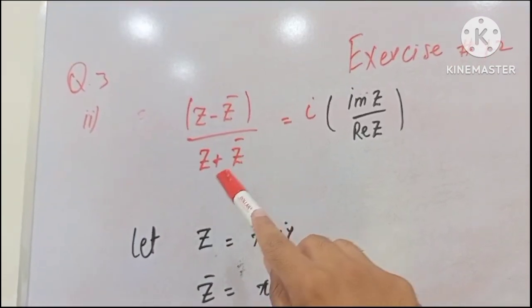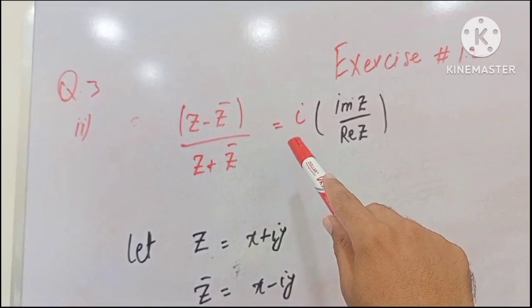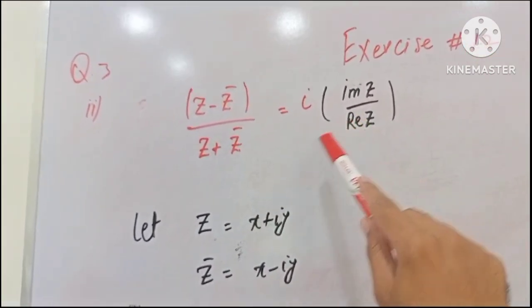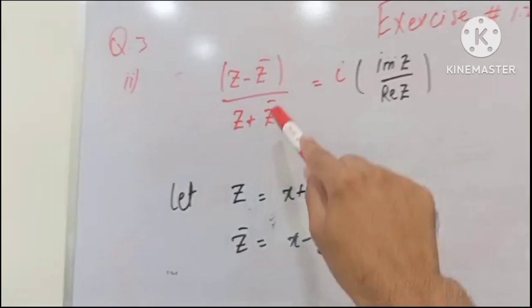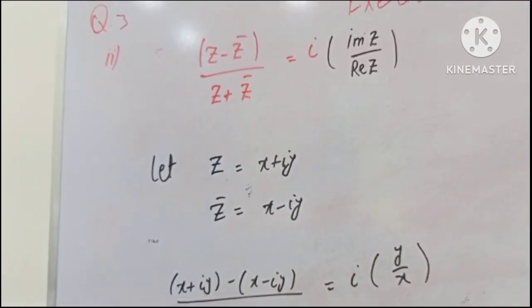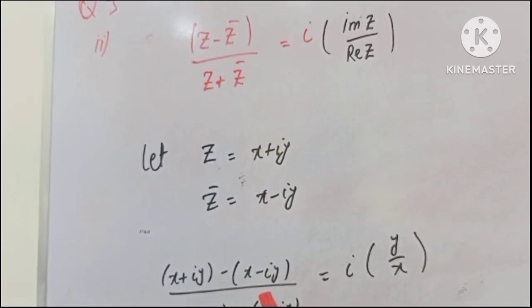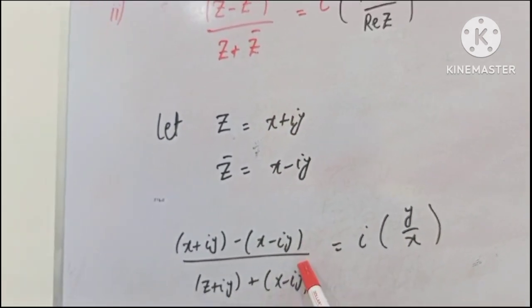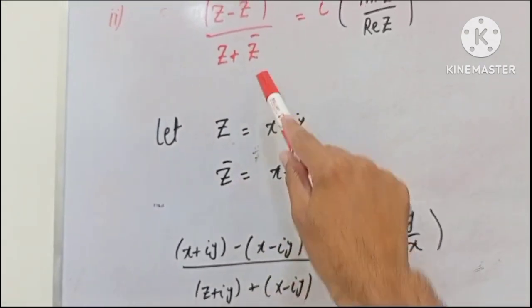Question number 3, part number 2. z minus z bar over z plus z bar is equal to iota imaginary z over real z. Let z is equal to x plus iota y, z bar is equal to x minus iota y. Putting the value of z and z conjugate in the above equation: x plus iota y minus x minus iota y over x plus iota y plus x minus iota y.